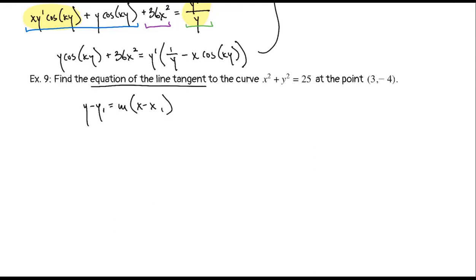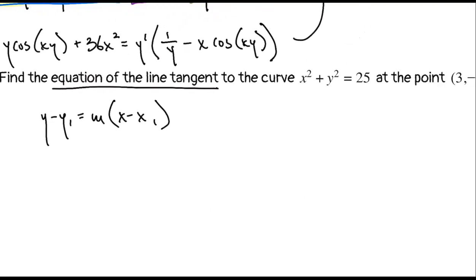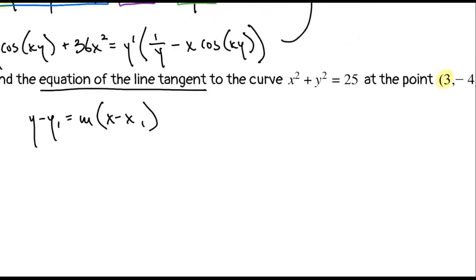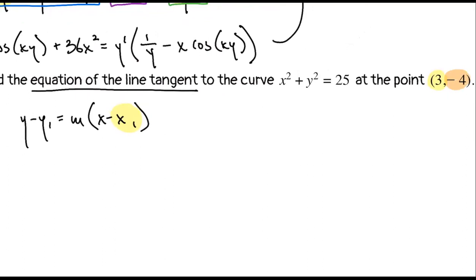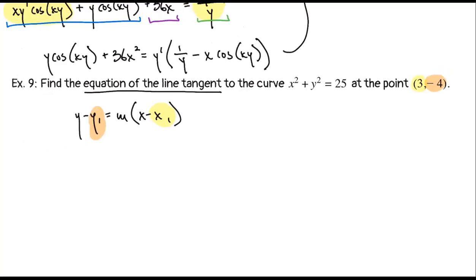All right, let's start with what we can fill in. I think we can fill in some information here. Yes, we have the x1 and the y1. Very good. So I'm going to put the 3 in for the x1 and the -4 in for the y1. And Abby, you are correct. We need a y prime.